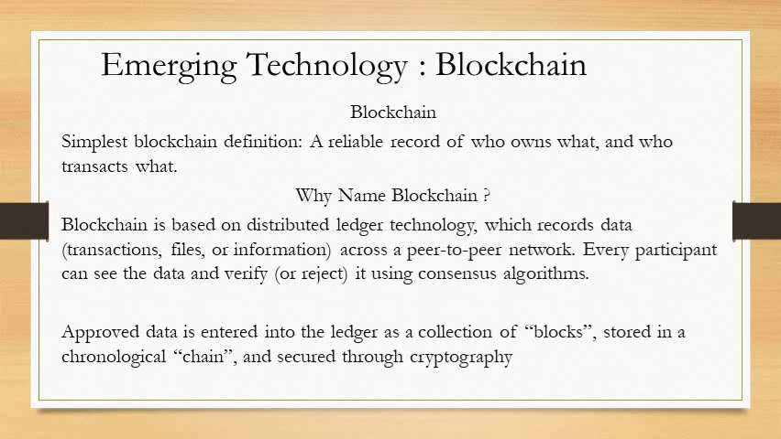So it stores data in chronological order. Approved data is entered into the ledger as a collection of blocks stored in a chronological chain and secured through cryptography. That is why the name blockchain is given.